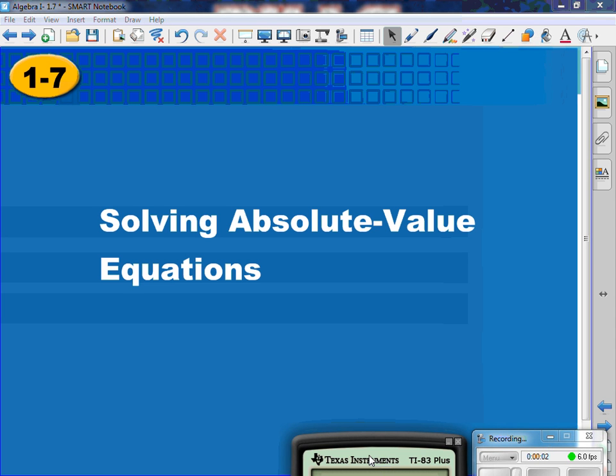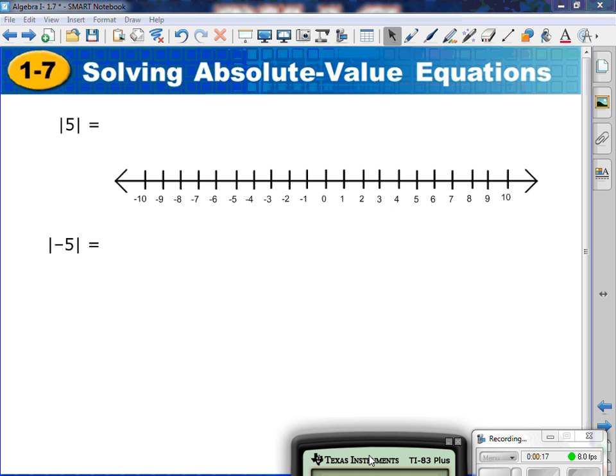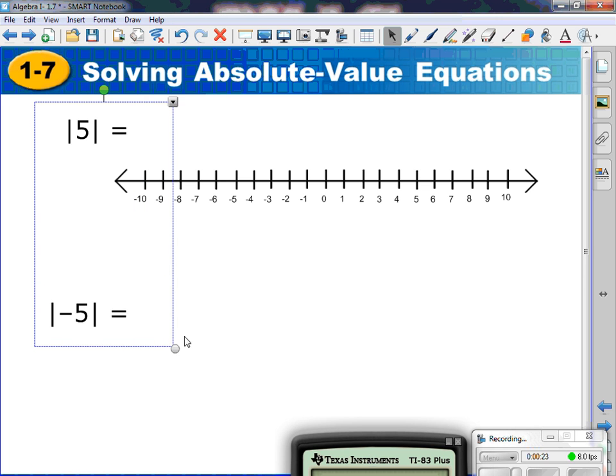Today's lesson is 1.7, solving absolute value equations. The main objective is going to be solving equations in one variable, where we have absolute value expressions. So the first thing we're going to talk about is absolute value. Everyone has seen absolute value in the past, I'm hoping.